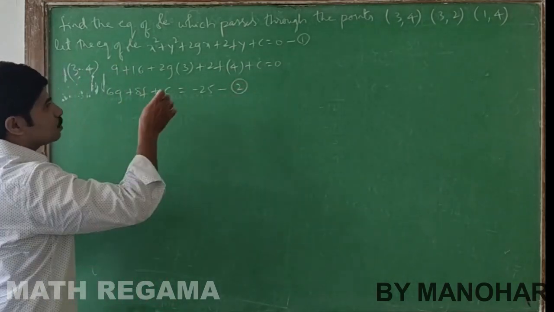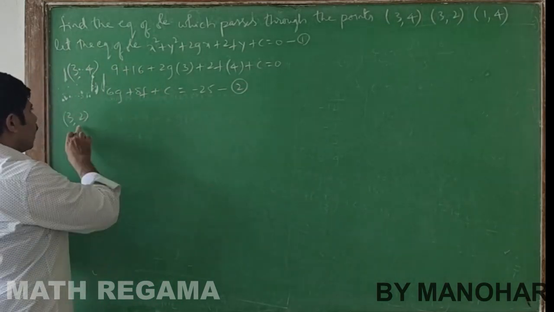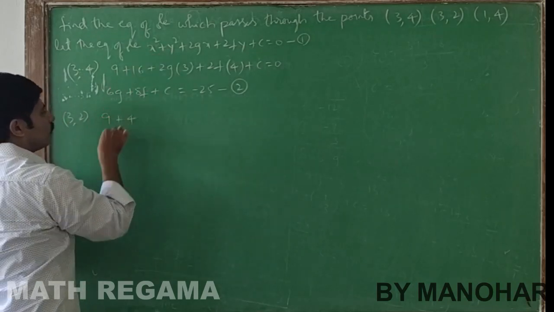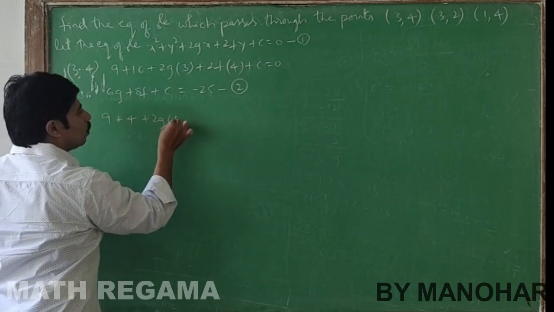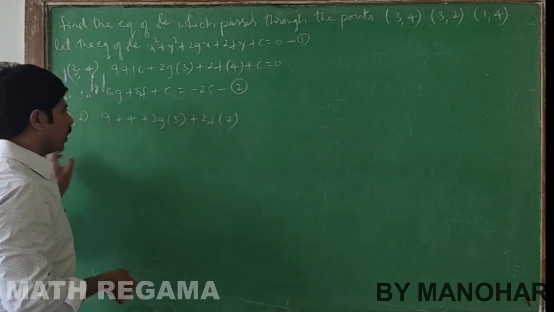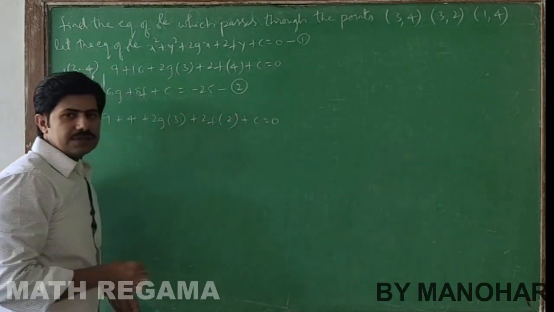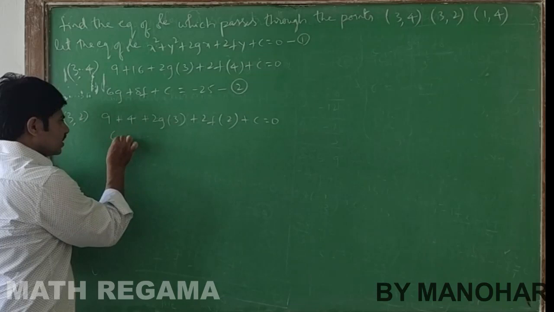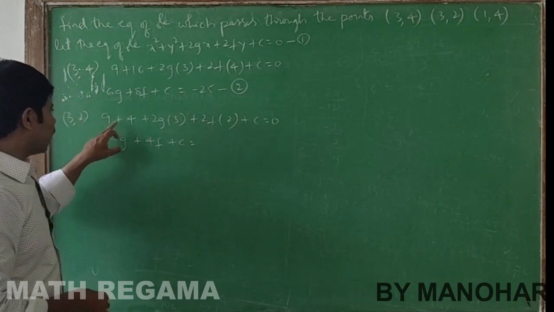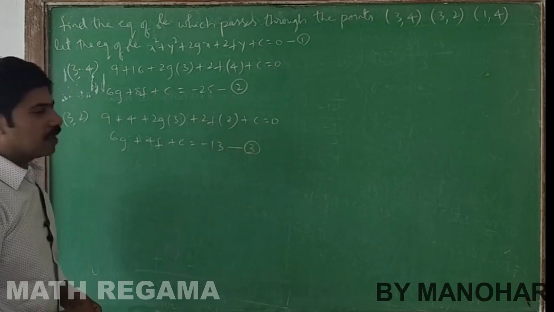Okay. Now next point, what is the other one we have? 3 comma 2. Substitute 3 comma 2 in equation 1. 3 square 9, 2 square 4, 2g into x value 3, 2f into y value 2, plus c is equal to 0. So 6g plus 4f plus c is equal to 9 plus 4, 13. Transpose on the other side, minus 13. This is equation 3.